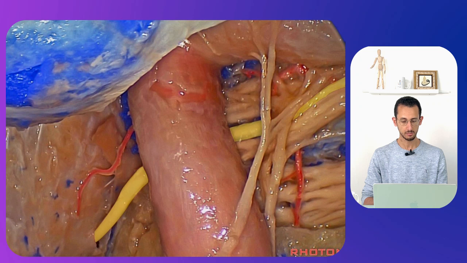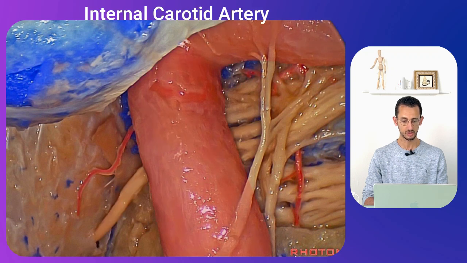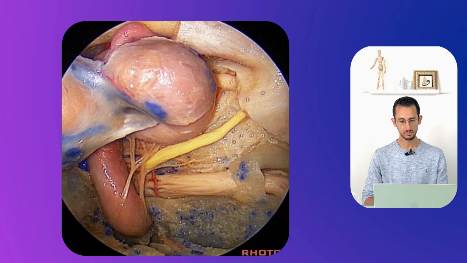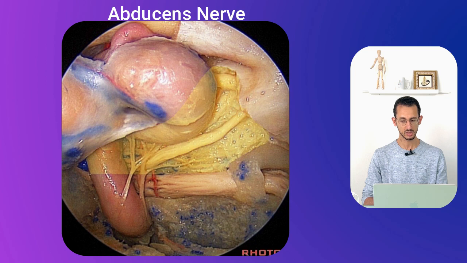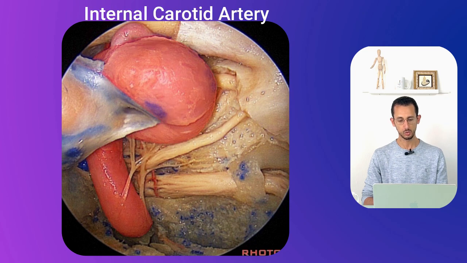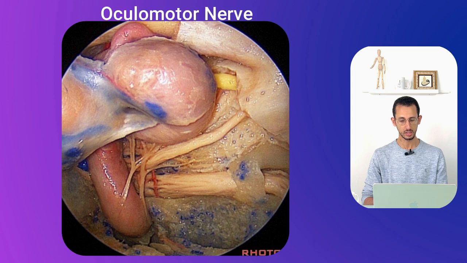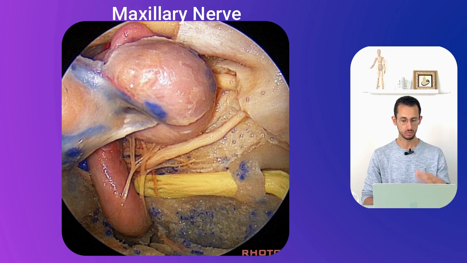Then this is a medial view. We're looking at an endoscopic medial view. You can see the abducens nerve, which is going through the dura and traveling medial to the internal carotid artery into the cavernous sinus. Again, this is the medial view. You can see the abducens nerve within the cavernous sinus traveling lateral to the internal carotid artery. You can see also the oculomotor nerve superiorly and the maxillary nerve of the trigeminal below, which is not in the cavernous sinus.